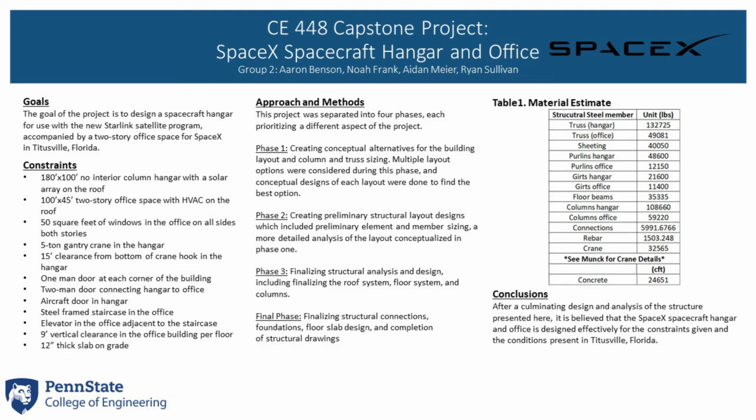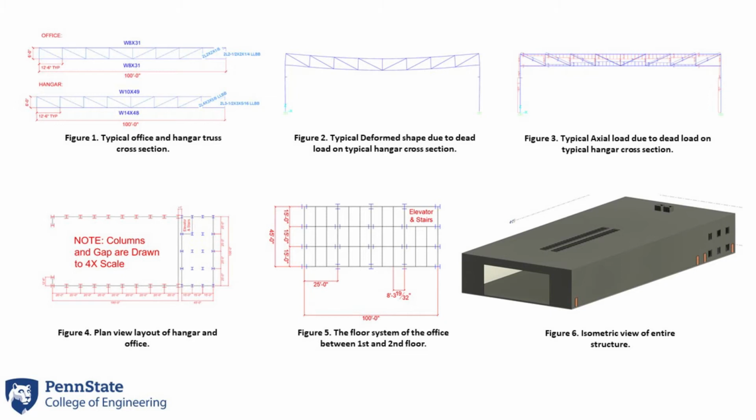Originally, it was thought to compare a Pratt & Howe truss on a slope roof, but in later phases, redesigned to become a flat roof. Lastly, the team analyzed column placement and therefore created spacing between each bay and truss. The team chose a 20-foot spacing in the hangar and 15-foot in the office for ease of placement and number of columns used.